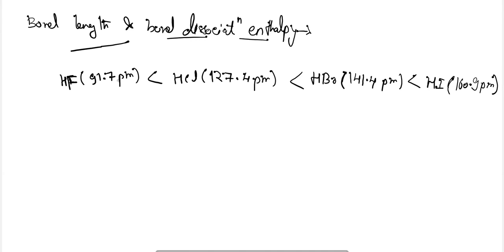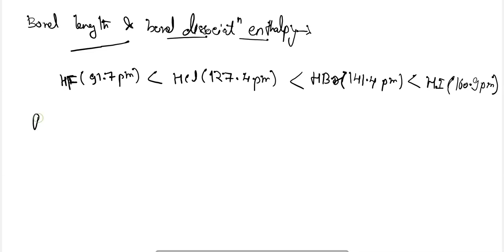Thermal stability: the thermal stability of the hydrides decreases from HF to HI. HF is more thermally stable in comparison to HI. So it is just opposite to the bond length: the greater the bond length, the lower the thermal stability. It means that hydrogen iodide is the least thermally stable, while hydrogen fluoride is the most thermally stable.